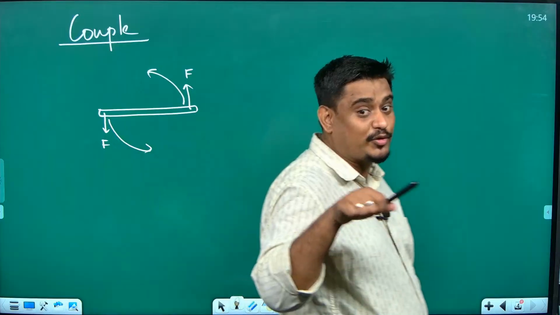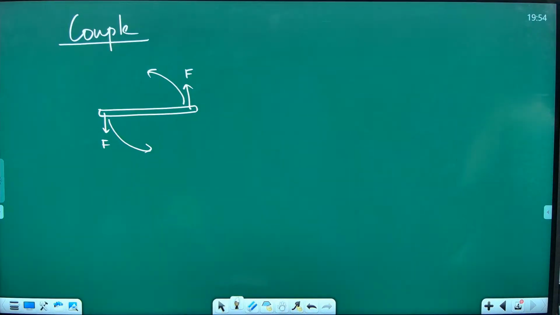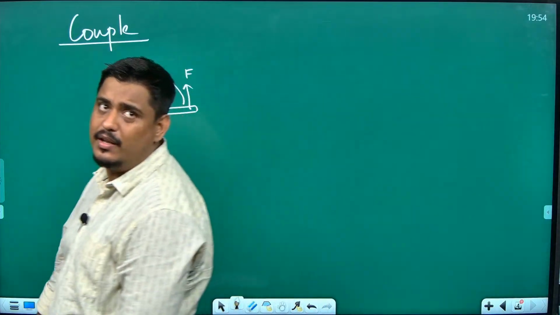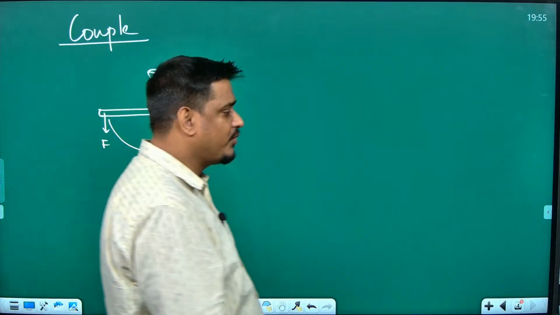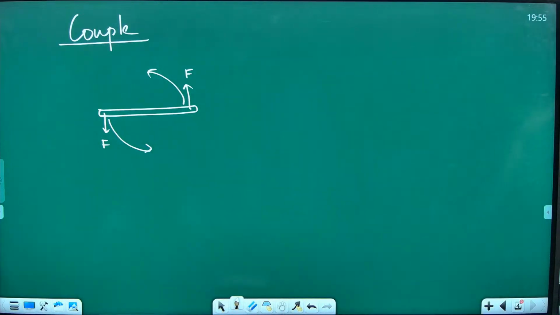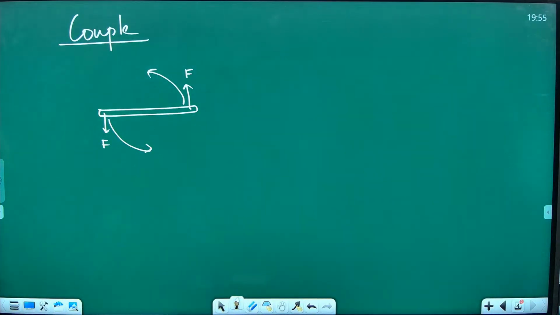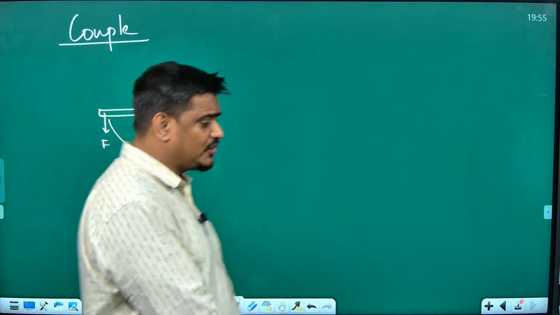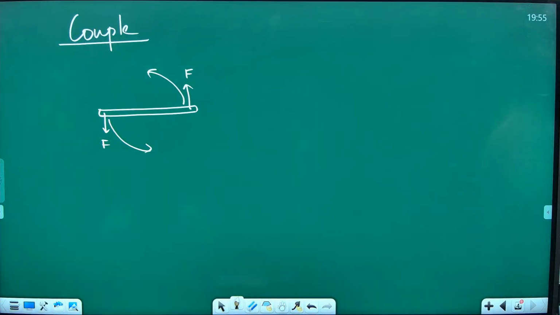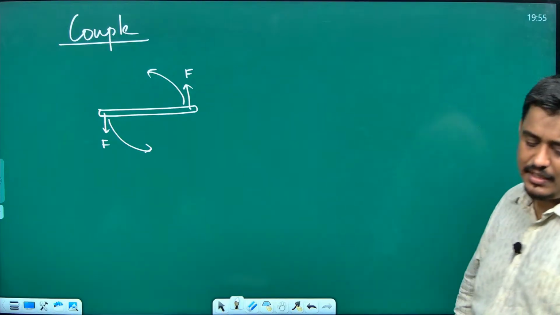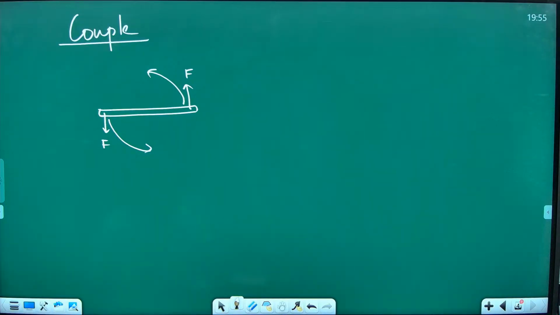So this special condition of torque, write the definition of couple: if two equal and opposite forces are acting at different lines of action, it creates a condition known as couple. What did I say?